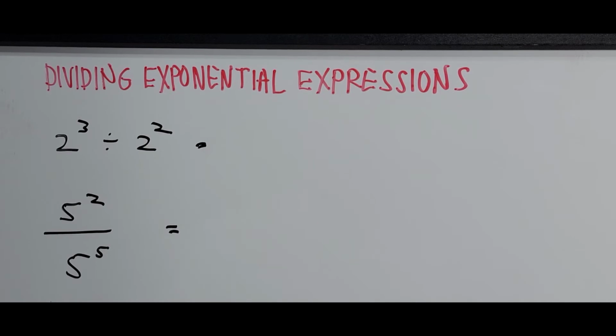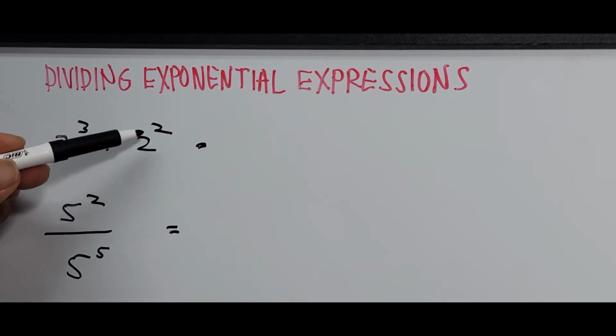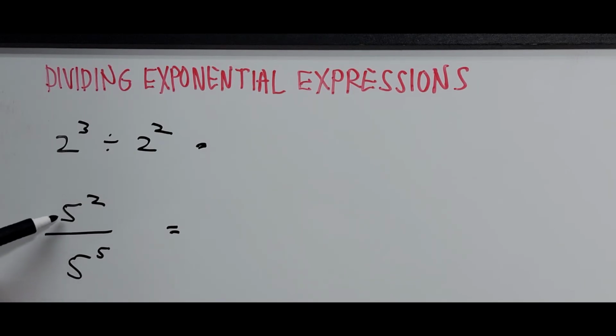Now we have two examples over here. 2 to the third power divided by 2 to the second power, and the second one is 5 squared, or 5 to the second power, divided by 5 to the fifth power. In dividing exponential expressions, all you have to do is copy the base, make sure the bases are the same, and next subtract the exponents.